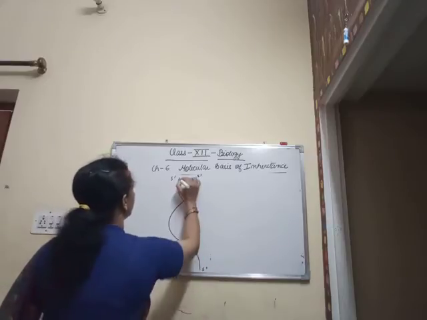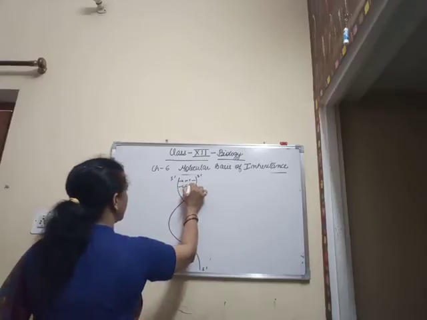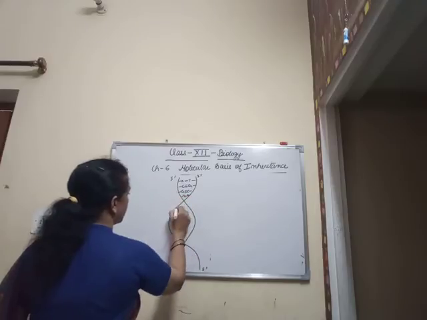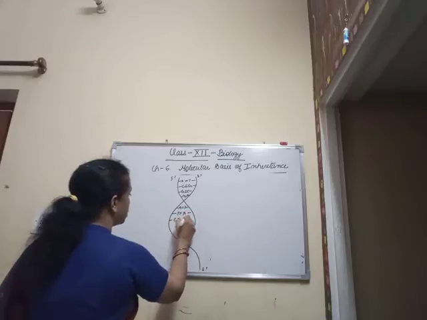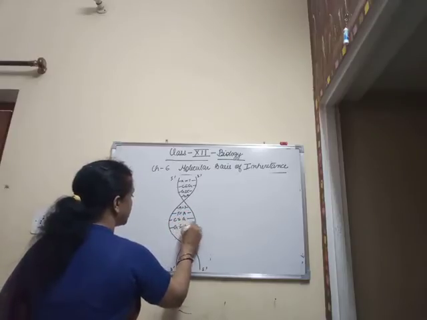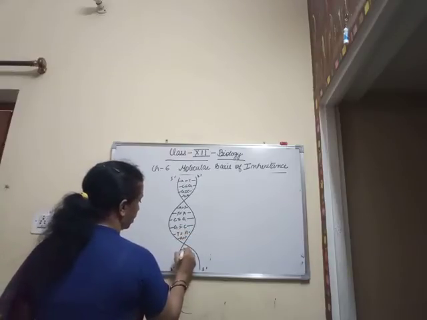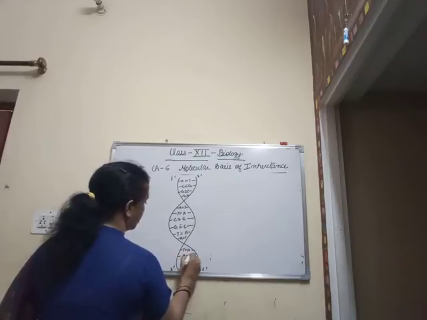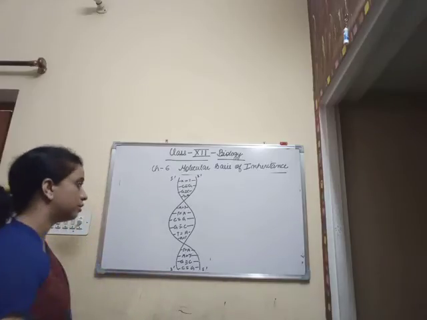Here A double bond T, C triple bond G, G triple bond C, T double bond A, T double bond A, C triple bond G, G triple bond C, T double bond A, T double bond A, G triple bond C, C triple bond G. Clear? So you can see this is the structure of the DNA molecule.